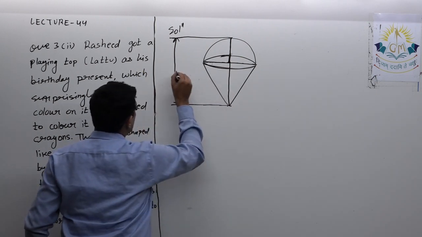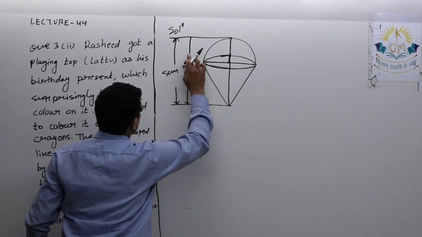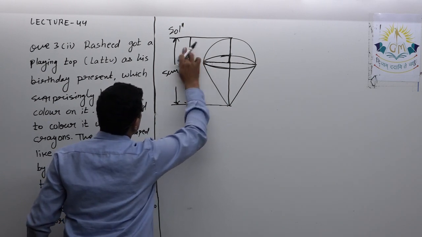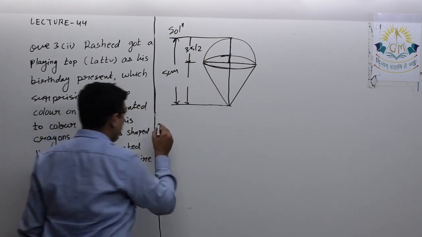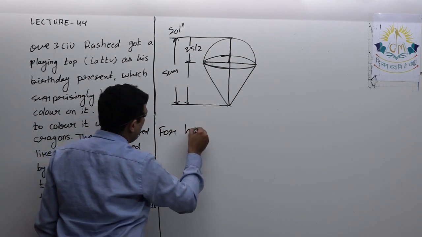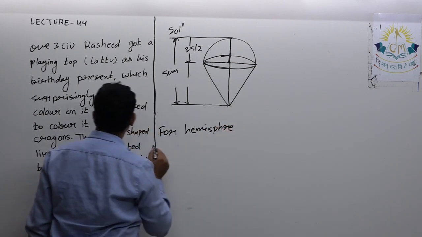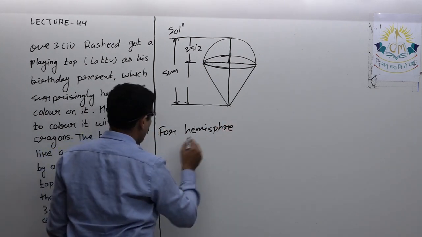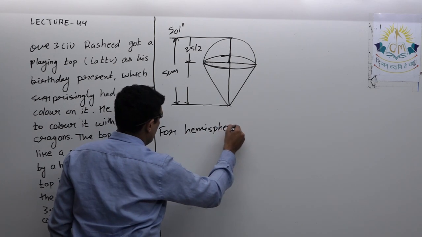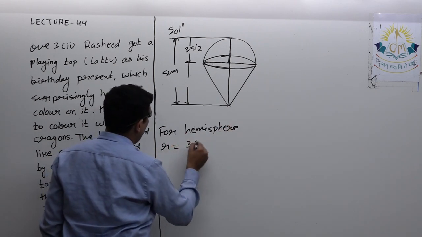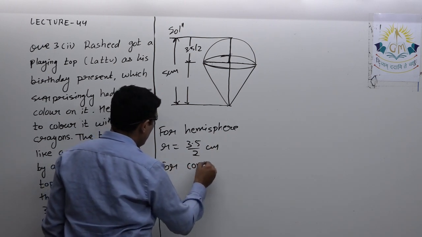Okay, so this is 5 centimeter. Further here I am writing, up to this it is 3.5 by 2, and so this will be the height of the cone. So let us find it. So first for hemisphere, we have r is equal to 3.5 by 2 centimeter, and for cone, now let us see what we have to find.